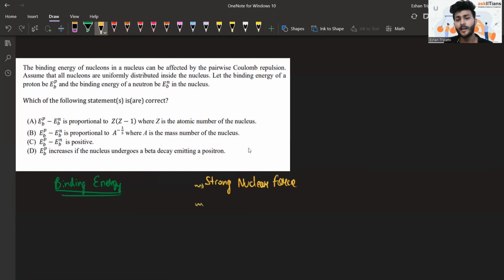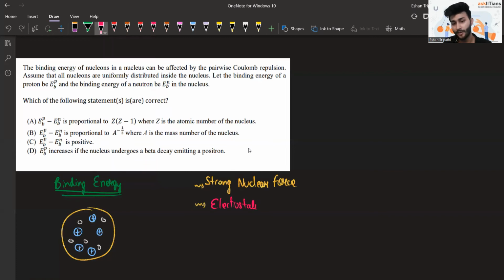But now they are saying that if inside the nucleus you consider, let's say, 4, 5 neutral neutrons and 4, 5 positive protons also, 1, 2, 3, 4, 5, they are bound by the strong nuclear force. But can you imagine, pair-wise they will repel each other also. The first and second will repel, the second and third will repel each other, the third and first also will repel each other, and so on. Pair-wise repulsion will be there. So now they're asking us to consider electrostatic repulsion as well.